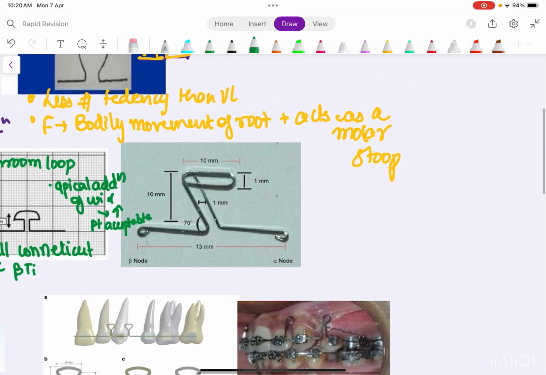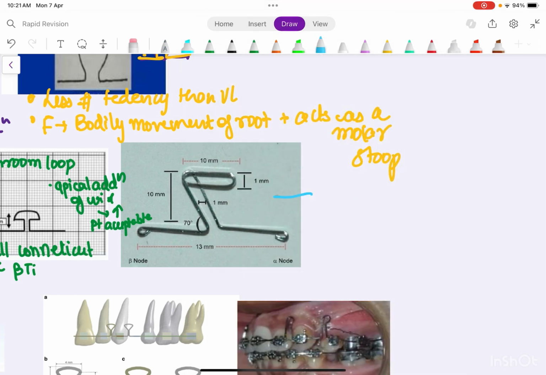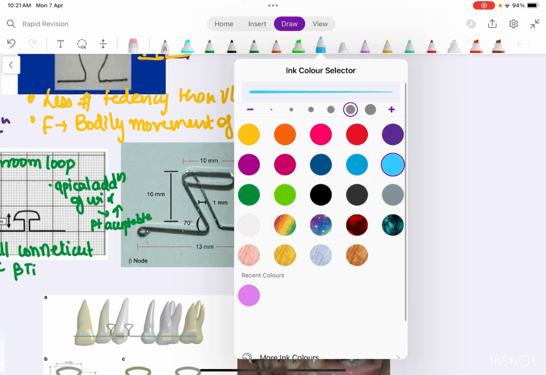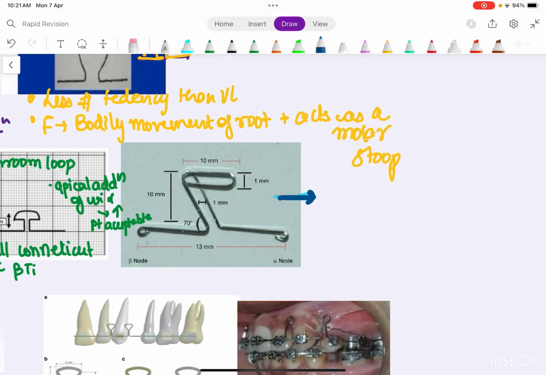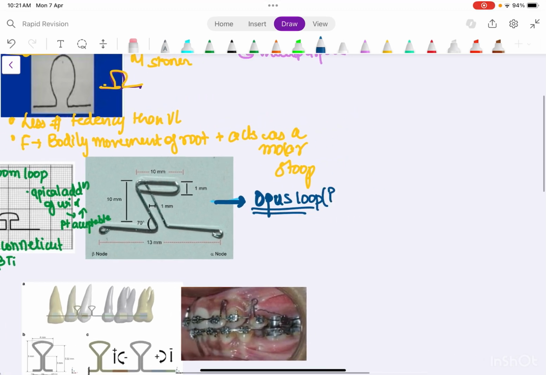Now see this one, this is a complex one. But relatively nicer and more chances that this is asked. So this is an Opus loop. Now what do you mean by Opus? Opus stands for piece of art.